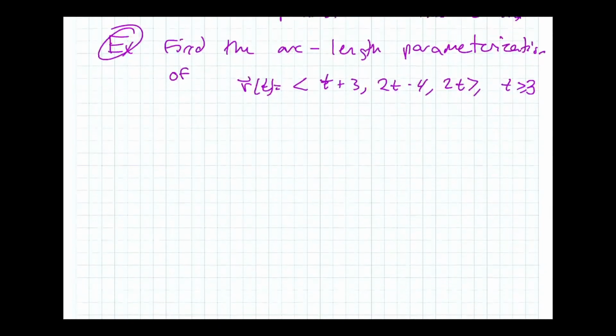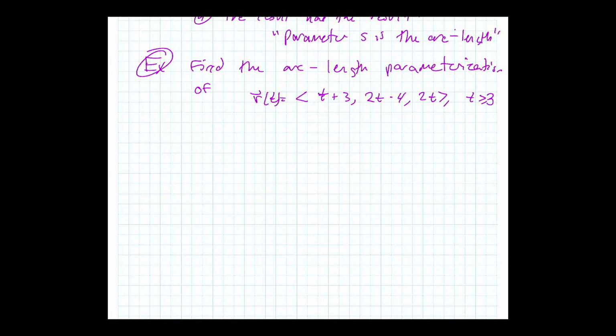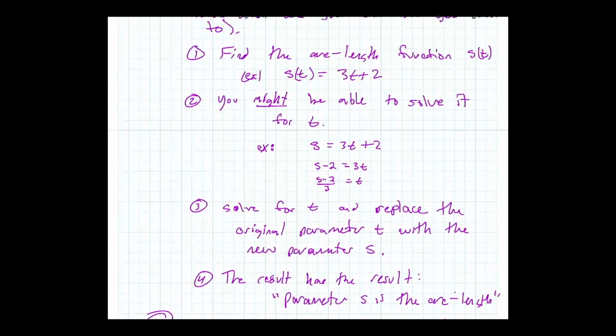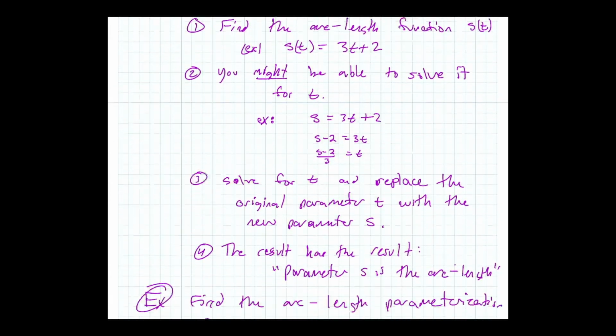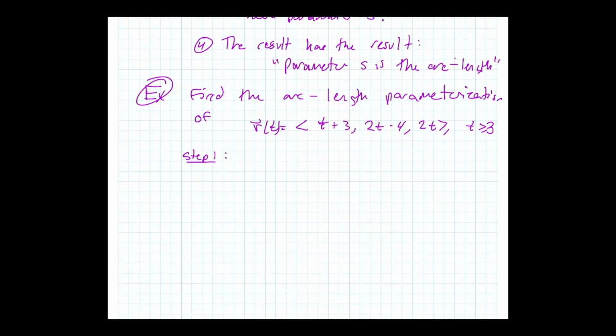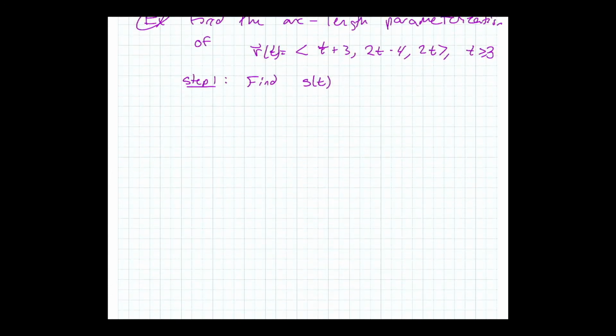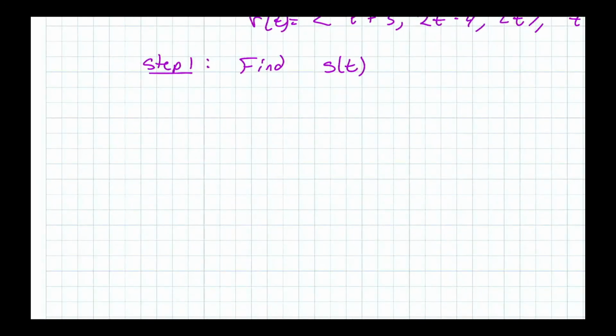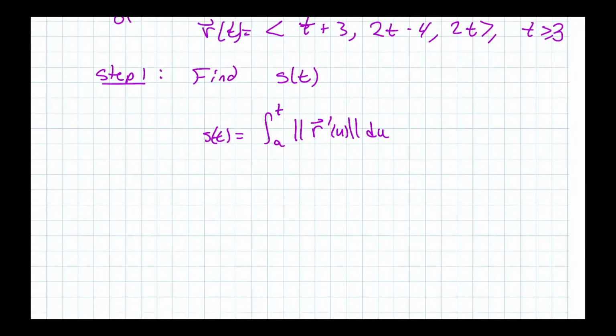Okay, so here's what we're going to do. Step one is what I set up here. We need to find the arc length function s of t. So that was the one that looks like the integral from a to t of the magnitude of r prime of u du. Okay, so we got to do that.